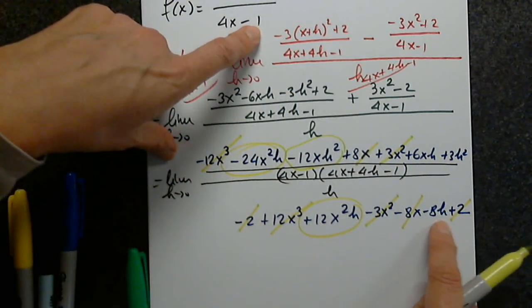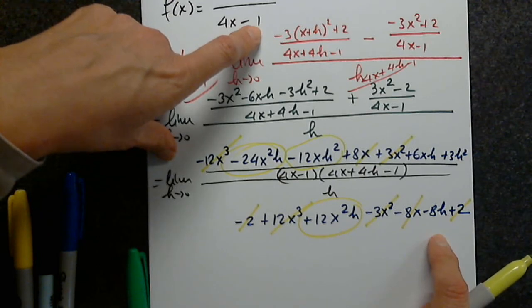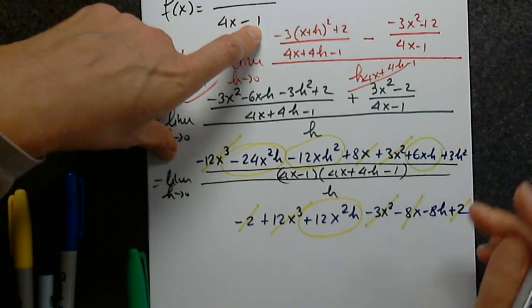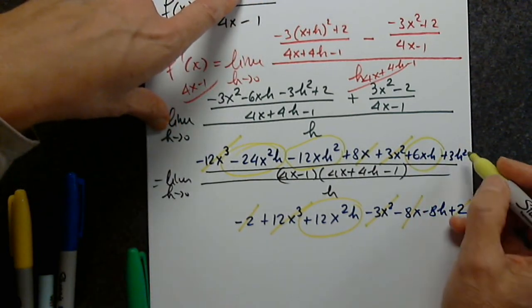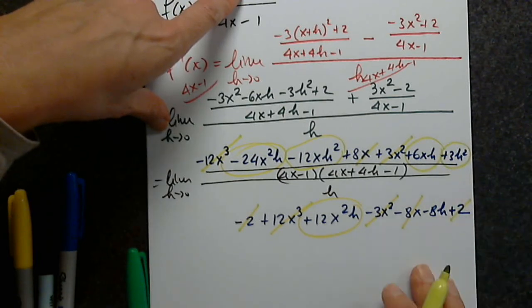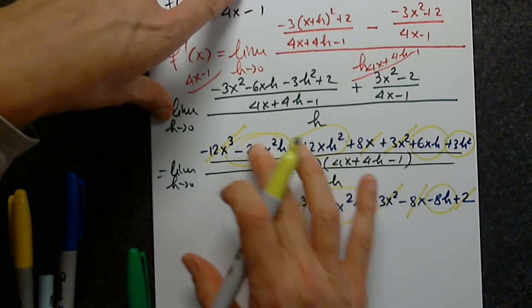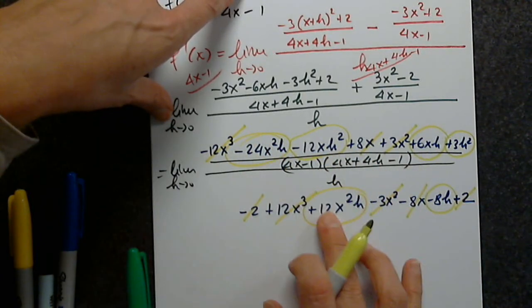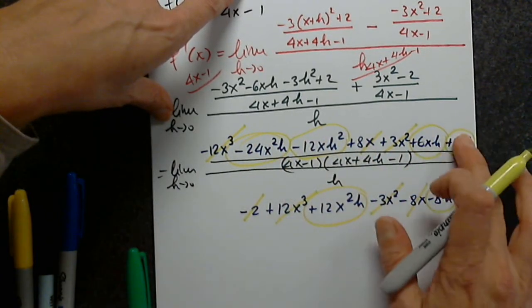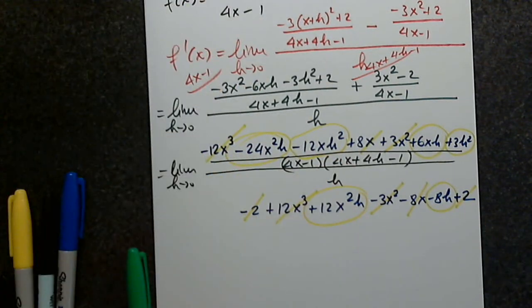6xh. I don't have a 6xh. It has to stay. And I don't have a 3h squared. And I don't have a negative 8h. So this will be one term. 2, 3, 4, 5 terms will stay.